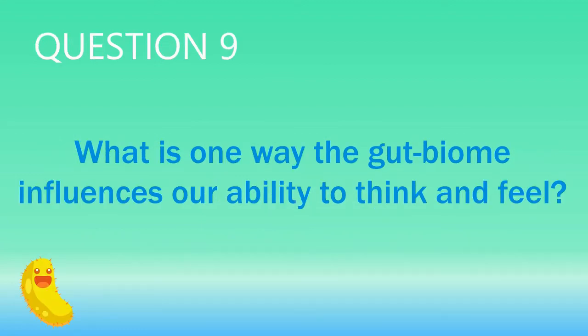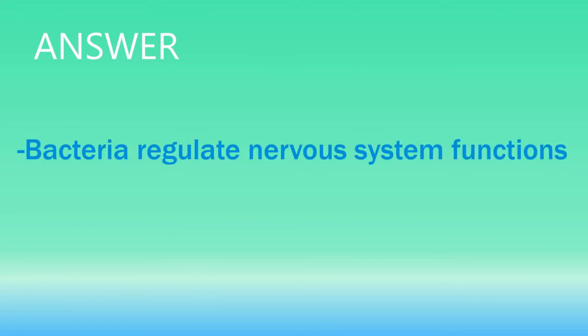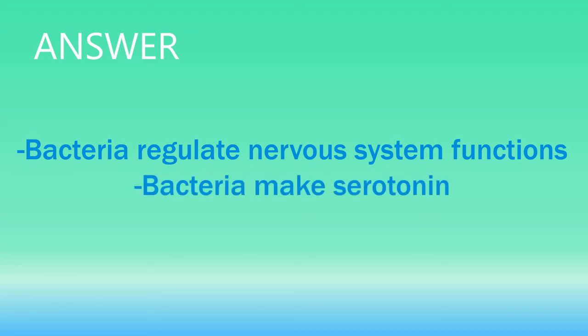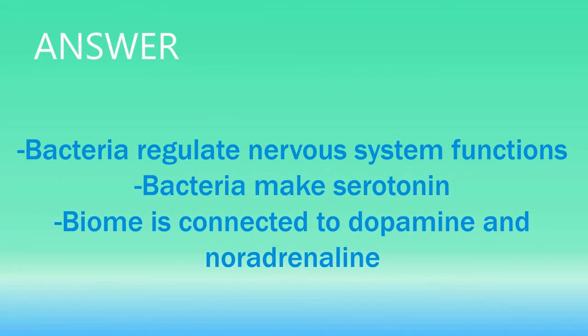Question number 9, we're almost finished. What is one way the gut biome influences our ability to think and feel? So a couple answers again. You could have said that bacteria regulate the nervous system functions. You could have made mention about bacteria making serotonin, which is related to how we learn and remember in our reward system. You could have mentioned how the biome is connected to both dopamine, how we feel pleasure, as well as noradrenaline, how we respond to our surroundings.